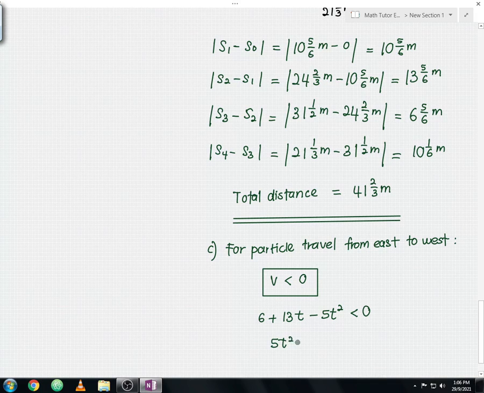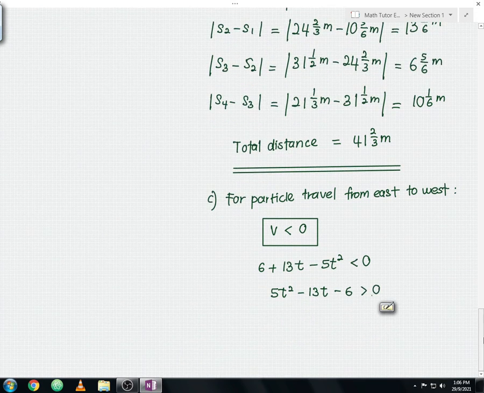5t square minus 13t minus 6 should be more than 0. Okay, so from here you perform the factorization, so you get 5t plus 2, and then you get t minus 3 more than 0.